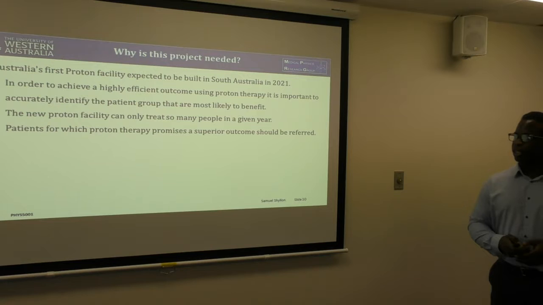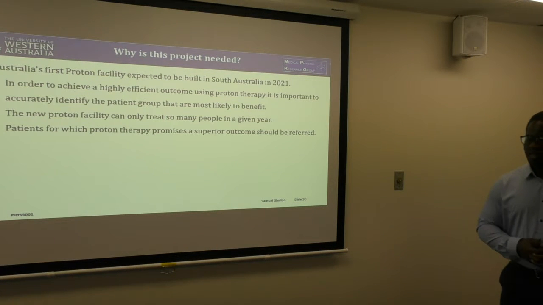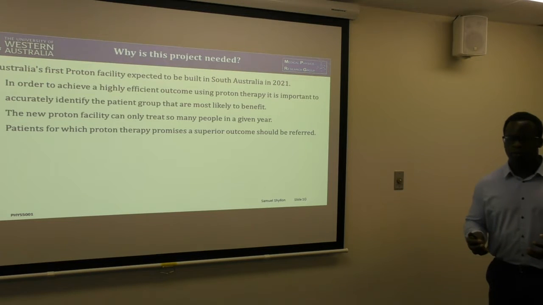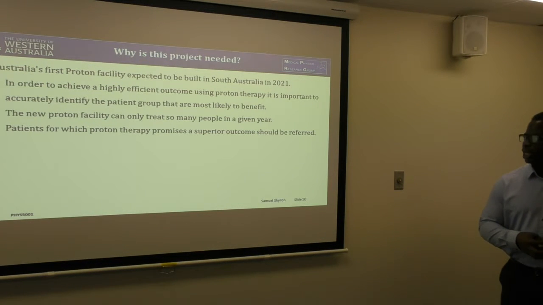So why is this project needed? The go-ahead has just been recently given to begin construction on Australia's first proton facility in South Australia. But in order to achieve a highly efficient outcome using proton therapy, it is important to accurately identify the patient groups that are most likely to benefit. The new proton facility can only treat so many patients in a given year. So it's important to make sure that patients for which proton therapy offers a superior outcome when compared to available photon-based treatment modalities are chosen or referred.